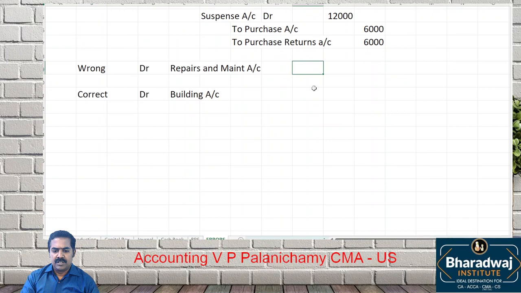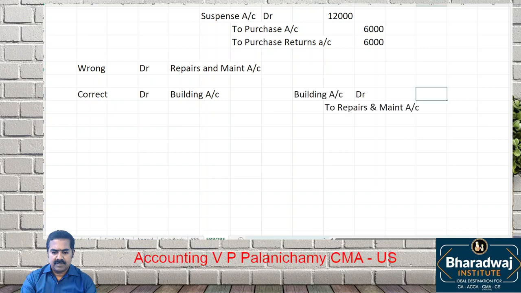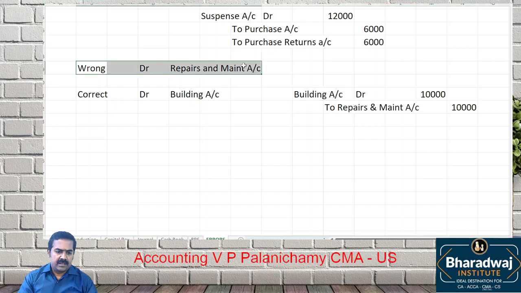Building account debit to repairs and maintenance account. How much? 10,000. Clear? Debit what has to be done? Building account debit. Wrong debit is removed by crediting. If it is after final accounts, now you would have done building account debit to which account? P&L adjustment.